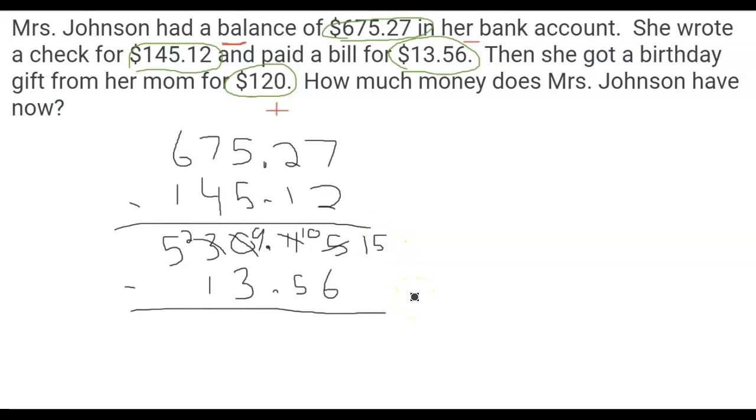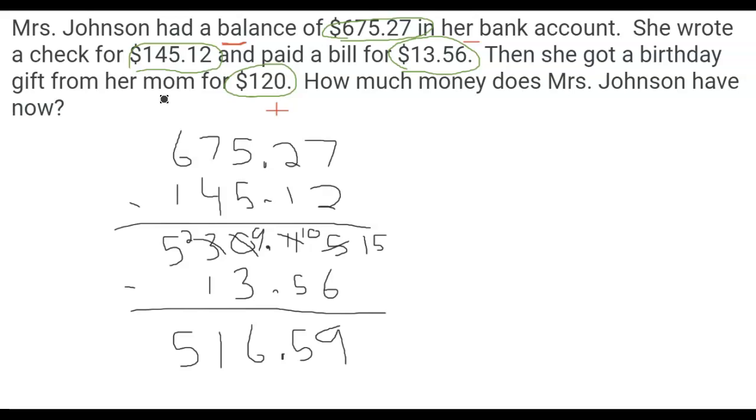Okay. So now I can subtract. 15 minus 6 is, let's see, 6, 7, 8, 9, 10, 11, 12, 13, 14, 15, 9. 10 minus 5 is 5. Decimal point. 9 minus 3 is 6. 2 minus 1 is 1. And then 5 minus nothing is 5. Okay. So after she paid all her bills, she's still got $516.59 left.